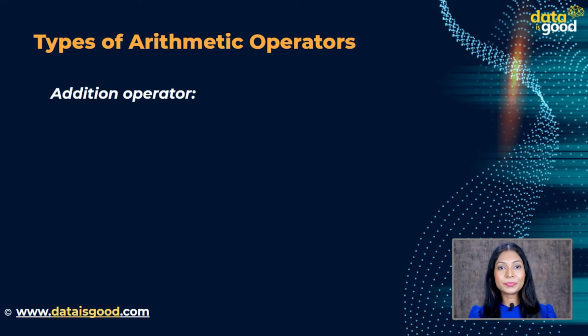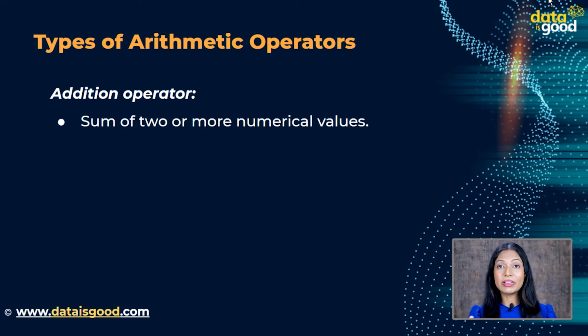Addition operator. The addition operator produces the sum of 2 or more numerical values. In the case of strings, the addition operator does string concatenation. Isn't it easy? As you can see, it is just basic mathematics with some syntax in the first example. And in the second example, we stored the string in a variable called name and used an addition operator to concatenate the strings.